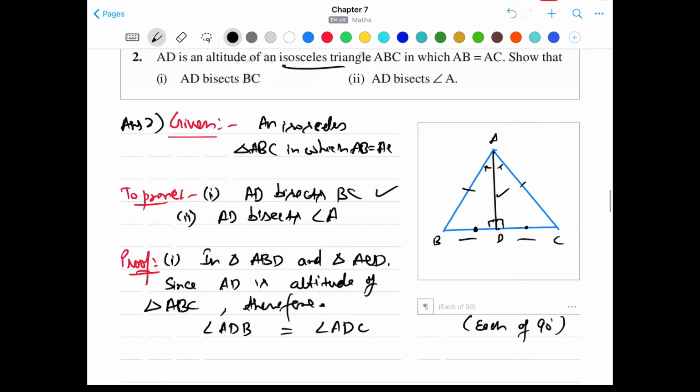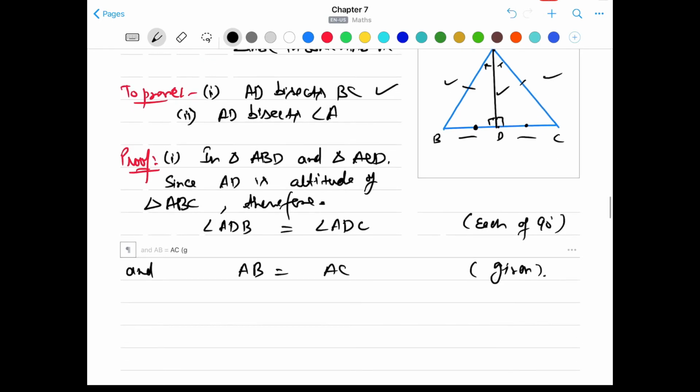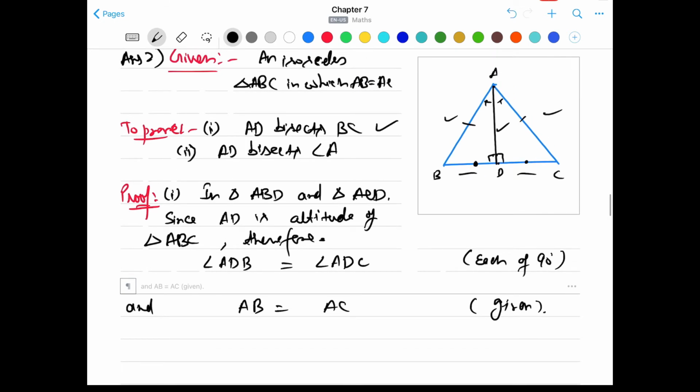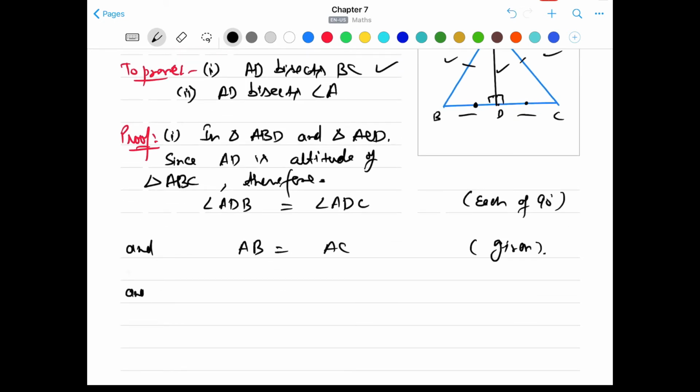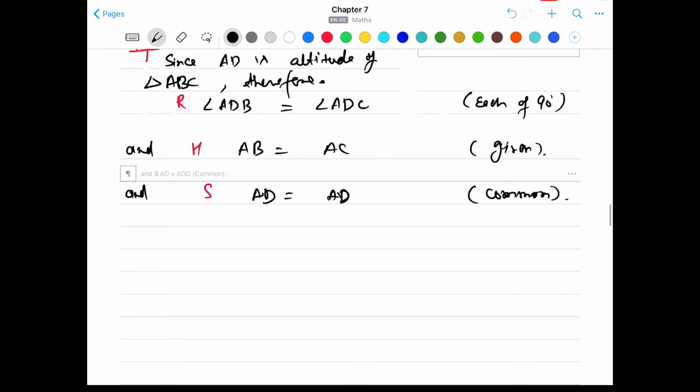And since it's given that the triangle is an isosceles triangle, the opposite sides AB and AC are equal. AB equals AC, this is given. So we got one angle, one side, and AB and AC are also the hypotenuse of this right triangle. Also we have AD equals AD, which is common for both triangles. So now we can say by RHS congruence rule, this is the right angle, this is the hypotenuse, and this is one side. So by RHS congruence rule, these two triangles are congruent.